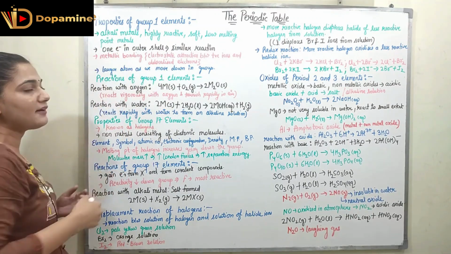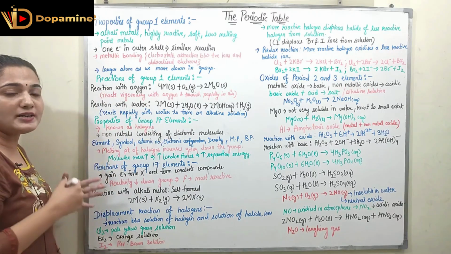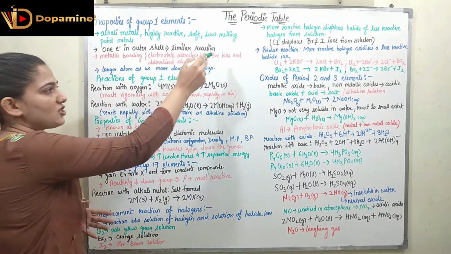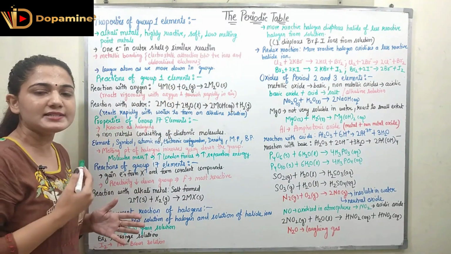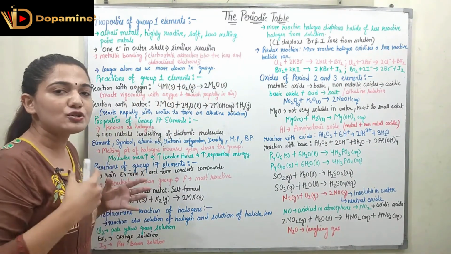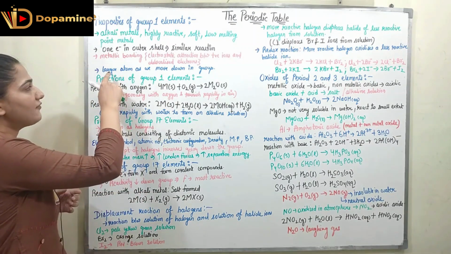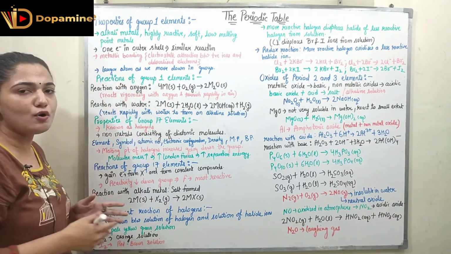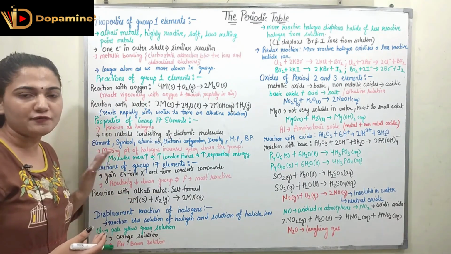After that, they have metallic bonding. What is metallic bonding? In metallic bonding, we have the electrostatic attraction between the positive ions and the delocalized electrons. So we have electrostatic attraction. There is no covalent bond, right? We have larger atoms as we move down the group. So these are all the properties of the group 1 elements.